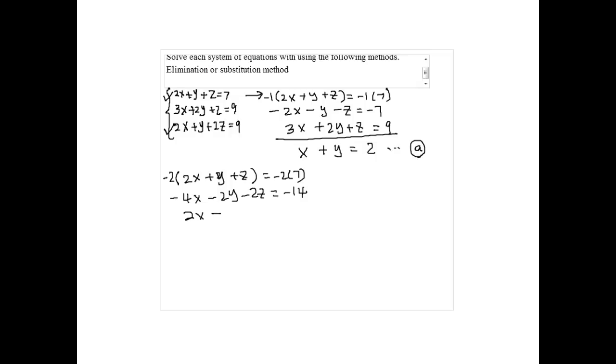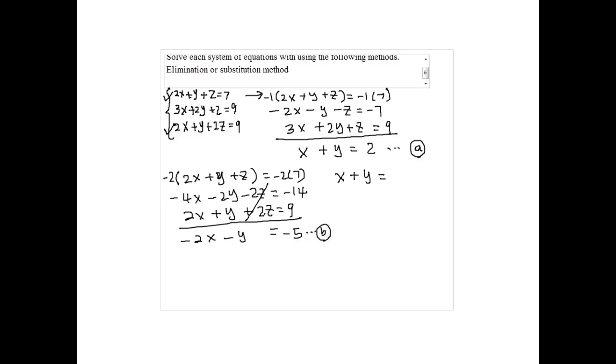By adding the third equation onto that, we have -2x minus y equals -5. Let's call this equation B.